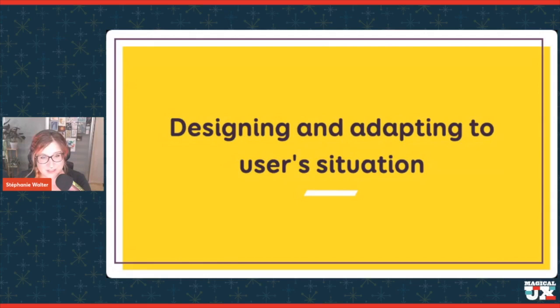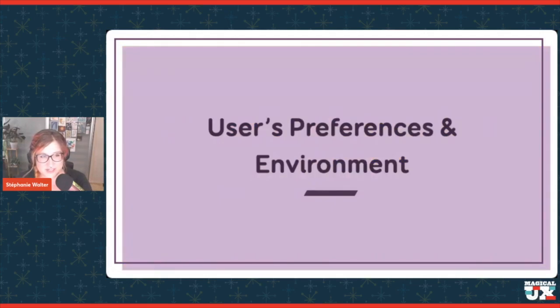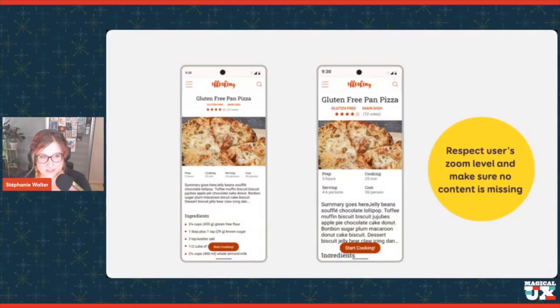situation. So the first adaptation is user preference and environment. Imagine you have your perfect design, but actually, for accessibility reason, your user decided to increase the text to 200%. Well, you have to respect that first. So you should not block the zoom level. And then you need to make sure that when the user is going to enlarge the text to 200%, it's not completely going to break your interface.